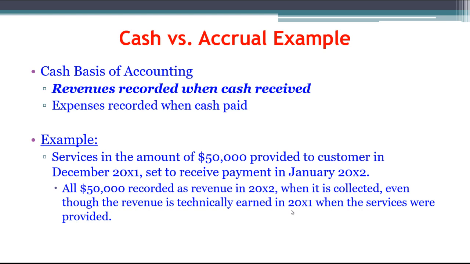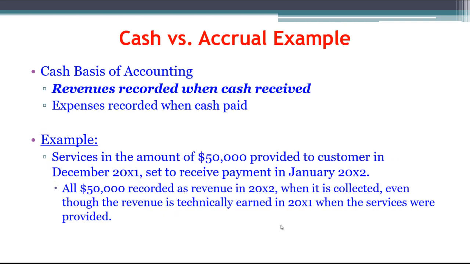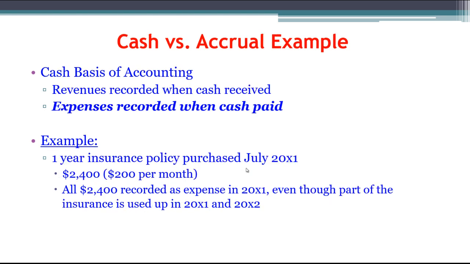So this basically shows that it seems like it's recording revenue in the wrong period. Here with the magazine subscription, a whole bunch of revenues are going to be recorded in year 1 with nothing left to be recorded in year 2. And here, it's just the wrong period. We earned it in year 1, but we didn't collect it until year 2, so that's when we record it under the cash basis of accounting.